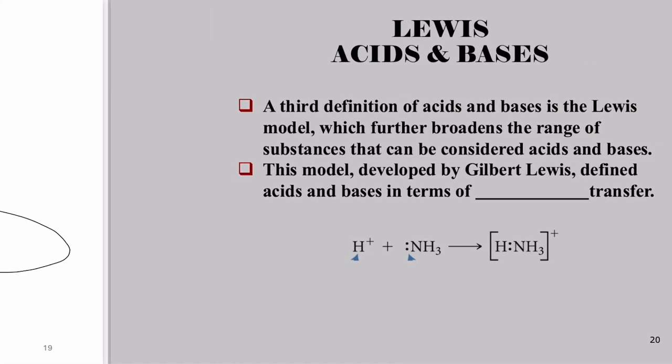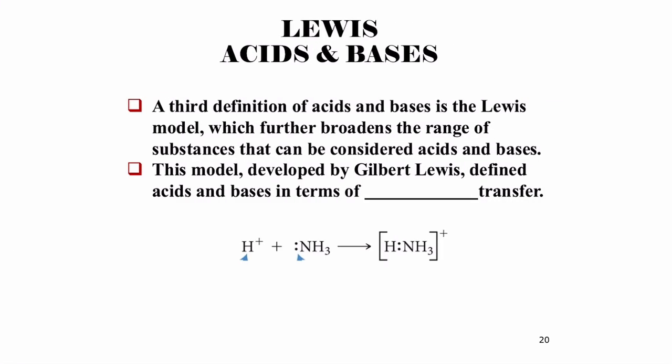Okay. And so now we'll talk about Lewis acids and bases. So this is going to broaden the definition of what an acid or a base can be. And so these are not defined in terms of proton transfer anymore. These are defined in terms of electron or lone pair transfer. What that means is that something can act as a lone pair donor or a lone pair acceptor, right?